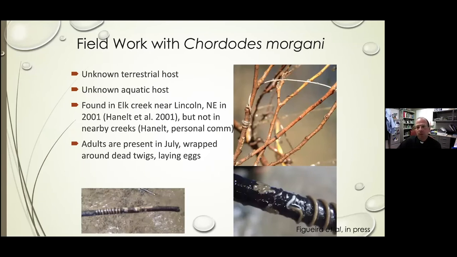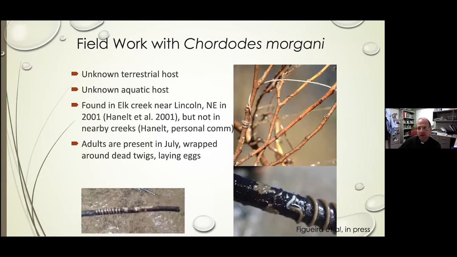So that work was published relatively recently. This work hopefully will be published this year. It was accepted, but this is with another species of horsehair worm, Gordius morgani, also found in Nebraska. And unlike Paragordius varius, we don't know a lot about it. So we don't know the terrestrial host, we don't know the aquatic host. But we can go to this creek near Lincoln, Nebraska every July and find adults.